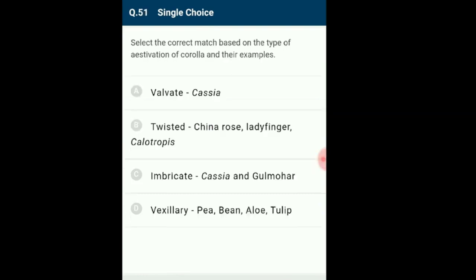Question number 51. Select the correct match based on the type of aestivation of corolla and their examples. Aestivation is the mode of arrangement of sepals or petals in a floral bud with respect to the other members of the same whorl. There are four main types of aestivation: valvate, calotropis; twisted, china rose, ladyfinger, cotton; imbricate, cassia and gulmohar; vexillary, pea and bean. So the answer for this question is option C. Imbricate, example cassia and gulmohar.